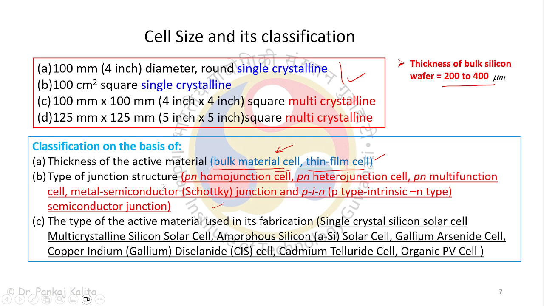If we talk about the junction, then it may be a PN homojunction, heterojunction, or multijunction cell, or metal semiconductor, or PIN, that is P type, intrinsic and N type. There are different types depending on what junction we are talking about, and also based on active material. So it could be single crystal, multicrystal, amorphous. Some compounds like gallium arsenide cells are also very popular, cadmium telluride cells, and organic PV cells. These are also one of the active research areas for solar PV cells.